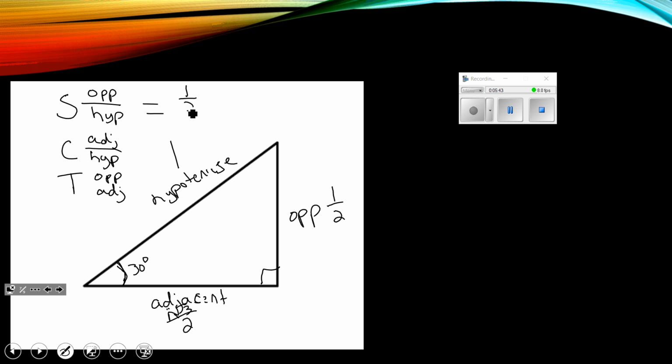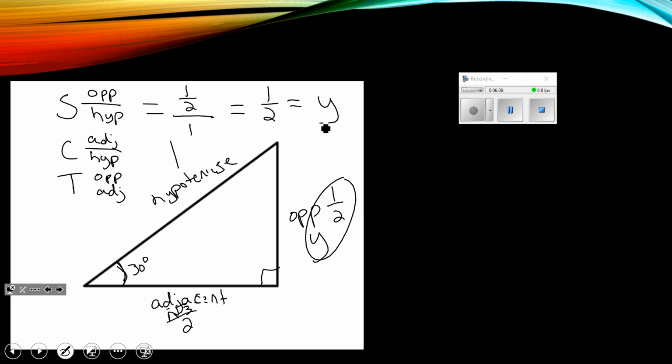1/2 over the hypotenuse, which is 1. What's anything divided by 1? So what are you telling me now? That our sine is equal to what? Which is which coordinate? The y. So this is our sine. Does that make sense? Our sine is equal to the y. That's how that comes about. Okay?